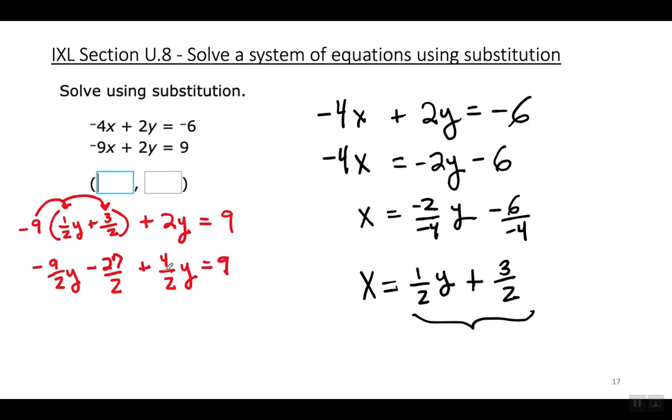Why did I do that? Because 4 over 2 is equivalent to 2. And now I can combine it with this fraction over here. And I need to save space here. So negative 9 over 2y plus 4 over 2y is negative 5 over 2y.